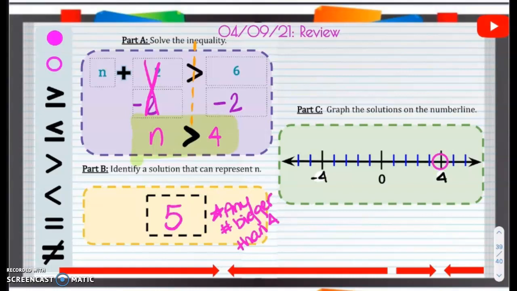Now, which way are we going to shade? Well, it can be any number bigger than or greater than 4, which is on this side. So we're going to shade everything to the right. Wow, how nifty was that? And that's going to be it for the review. Great job.